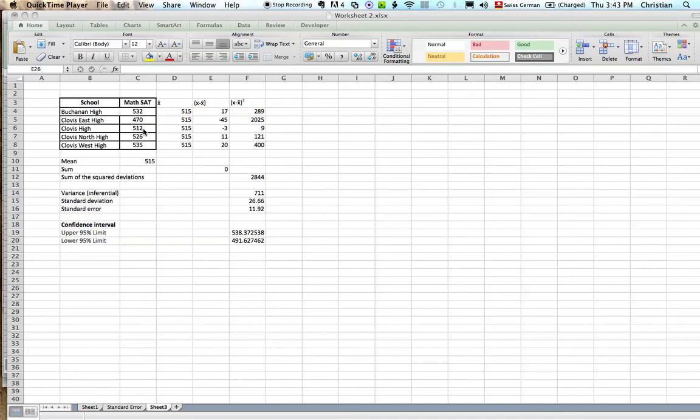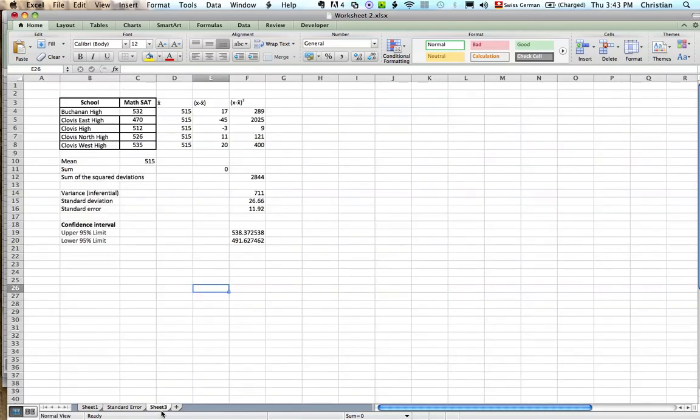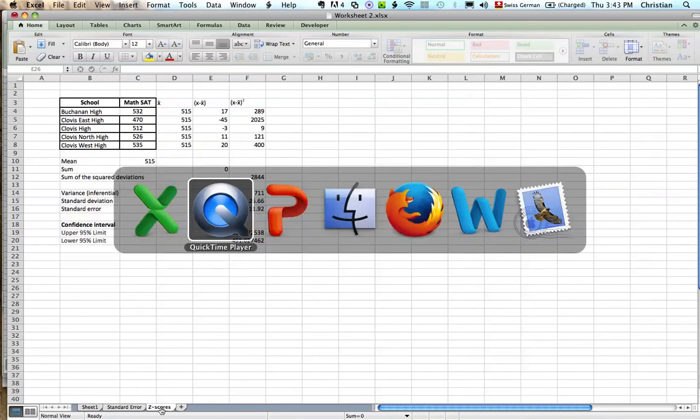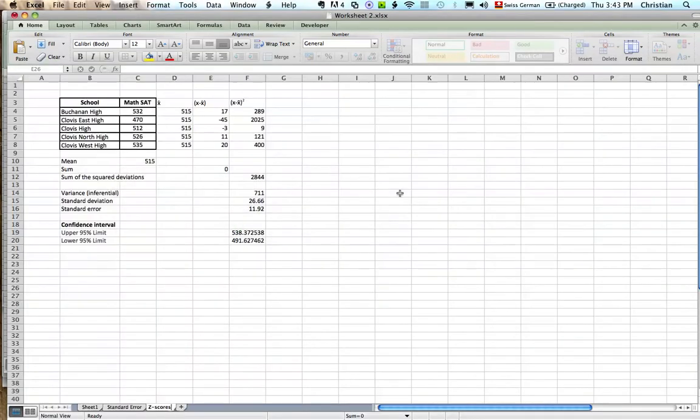This video is about calculating z-scores. I copied what we calculated here. We calculated the standard deviation, the standard error, and the mean. I copied that in this new sheet. I'm going to name this z-scores. And I'm going to go get the formula for the z-score from the PowerPoint presentation so that we see what we're talking about here.